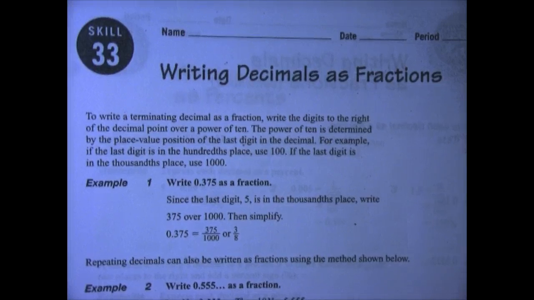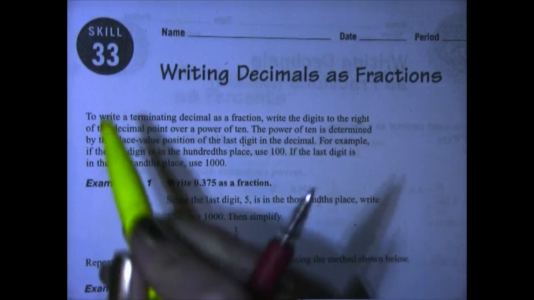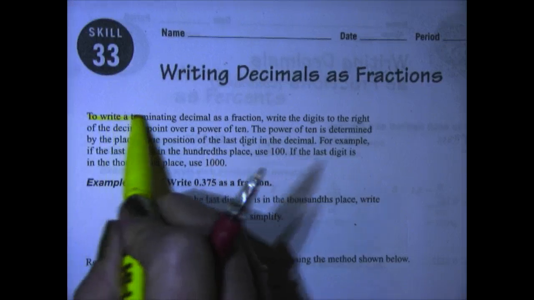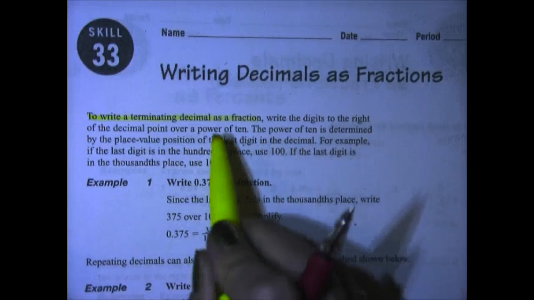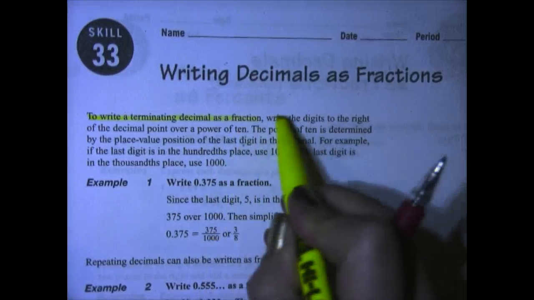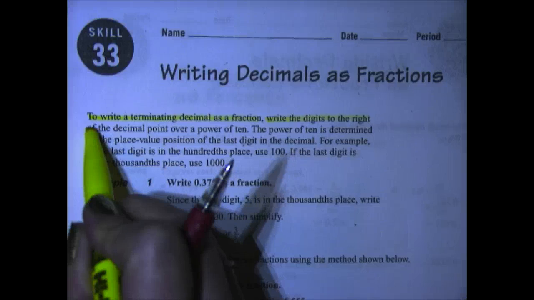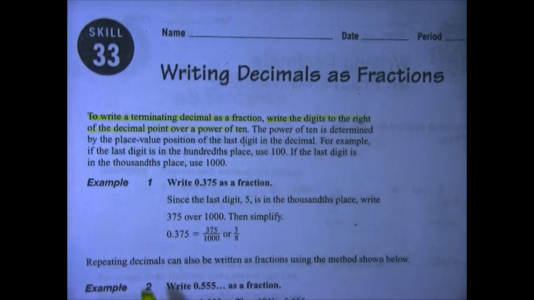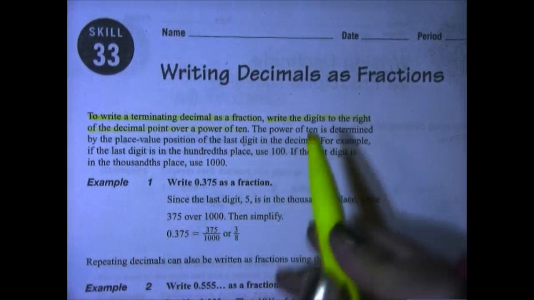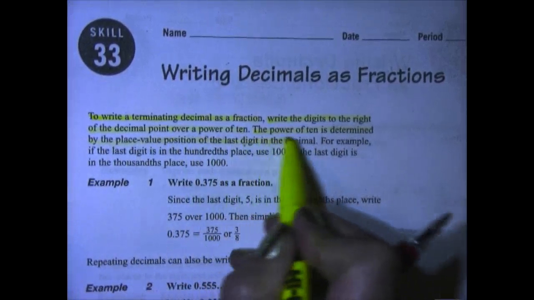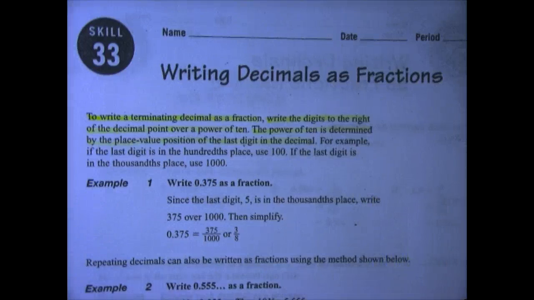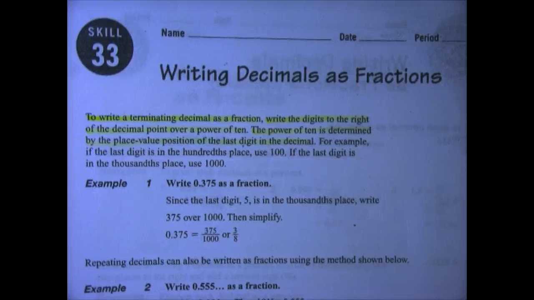To write a terminating decimal as a fraction, remember we've talked about terminating decimals. Those are the kind that when you divide them, you get no remainder, and they don't repeat. So to write a terminating decimal as a fraction, we're going to write the digits to the right of the decimal point over a power of 10. The way we determine what the power of 10 will be is by the place value position of the last digit of the decimal. So for example, if the last digit is in the hundredths place, we're going to use 100. If the last digit is in the thousandths place, we're going to use 1000.